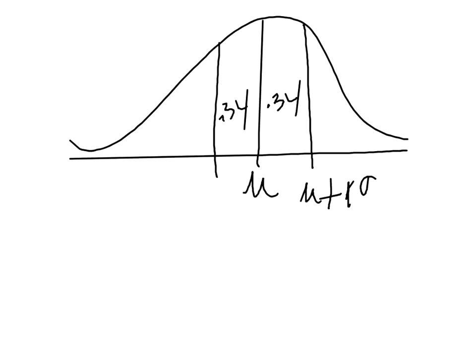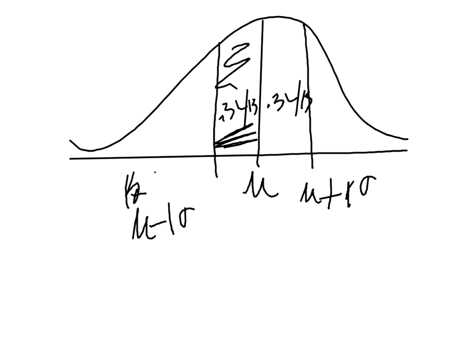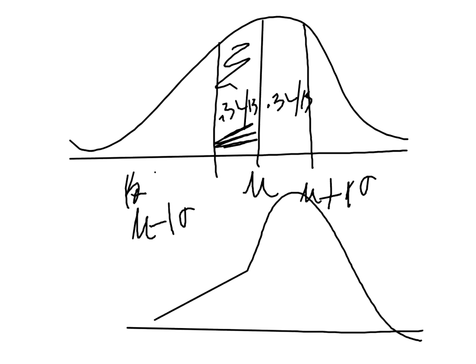So the mean plus one standard deviation, 0.3413 of the area of the graph falls to the right of the mean, and the mean minus one standard deviation, this area in here is 0.3413 also. So we know that the bell curve, this normal distribution, is symmetric, and we know that it has an overall area of 1.